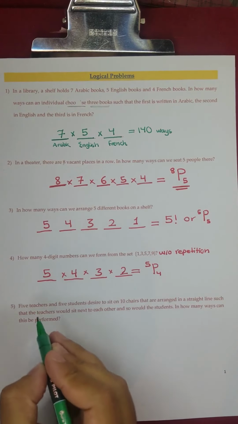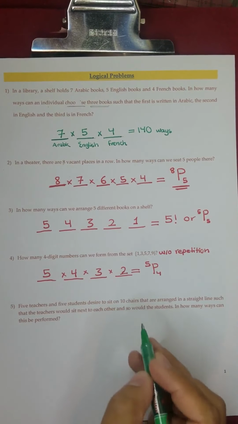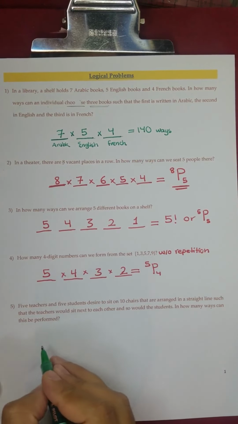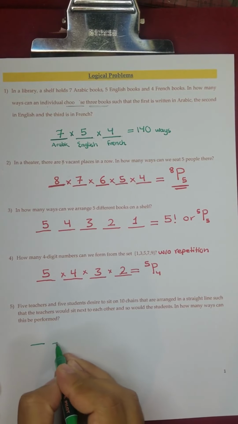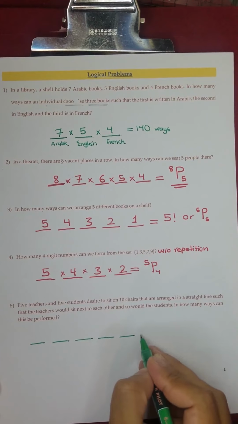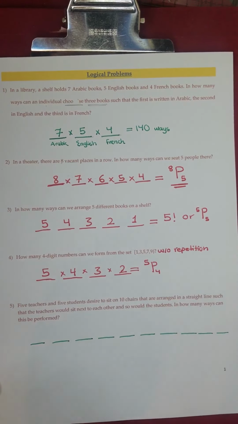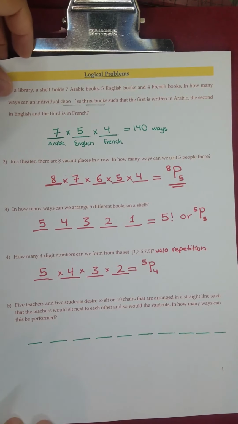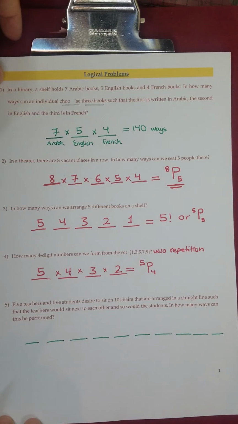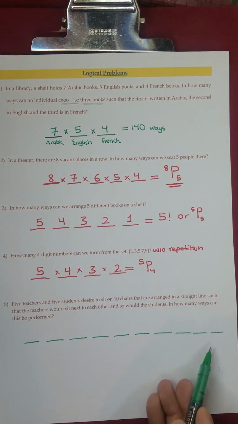Now, I have 5 teachers and 5 students, and they want to sit on 10 chairs. So I'm going to seat 10 people. So I have 10 actions. 5 teachers and 5 students, and they want to sit on 10 chairs. Okay, I have the 10 chairs now in front of me. These are the 10 chairs.